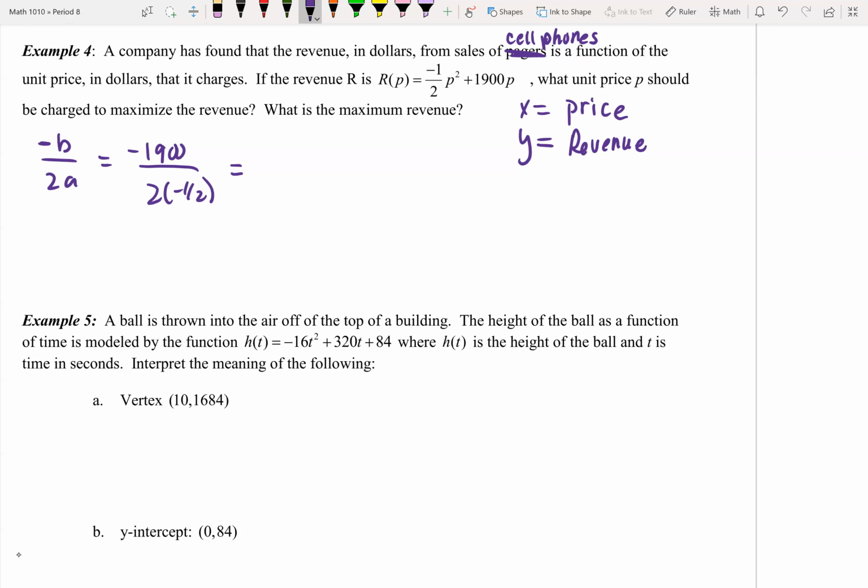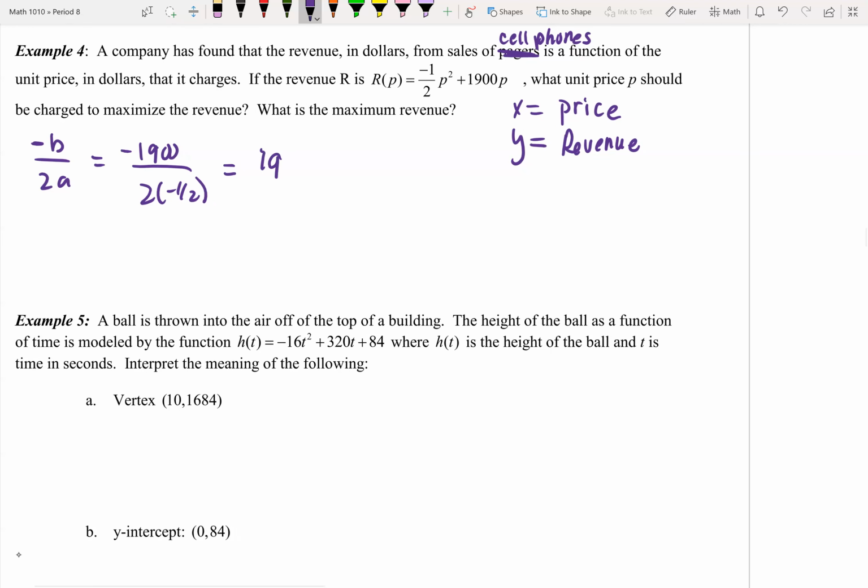Parenthesis. 2 times negative. Can I say 0.5? Negative 0.5? Yeah, I could. I could also go negative 1 divided by 2. It doesn't matter. Close it off, hit enter, and I get 1900. That is the X coordinate of the vertex. What does that stand for? Price. Read the question. What unit price? Add a dollar sign. There's your answer.